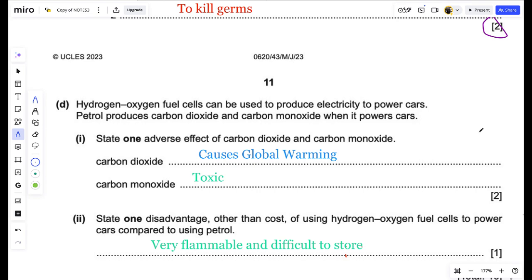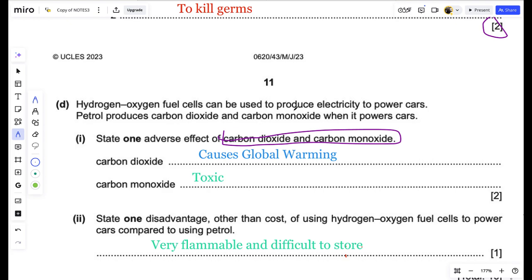Hydrogen oxygen fuel cells can be used to produce electricity to power cars. Now, petrol produces carbon dioxide and carbon monoxide when it powers cars, right? Carbon dioxide can be harnessed by the trees to produce food. The carbon monoxide is toxic and poisonous in the atmosphere. So it produces gases that are not good when we use petrol. But the hydrogen oxygen fuel is better to power cars, right?